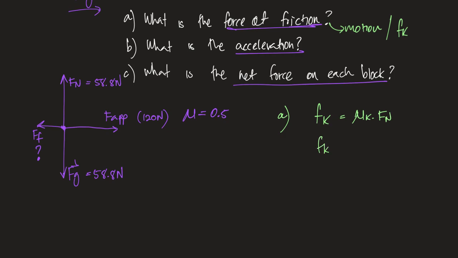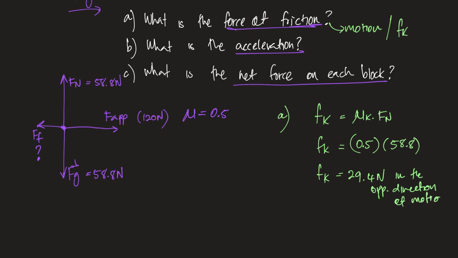I know my mu value is 0.5, multiply that by 58.8, and my force of friction, that's half, is 29.4 newtons in the opposite direction of motion. Because it is friction, that value should always be a positive value, and it's going to give you an opposite direction. Right, with B, they want the acceleration.